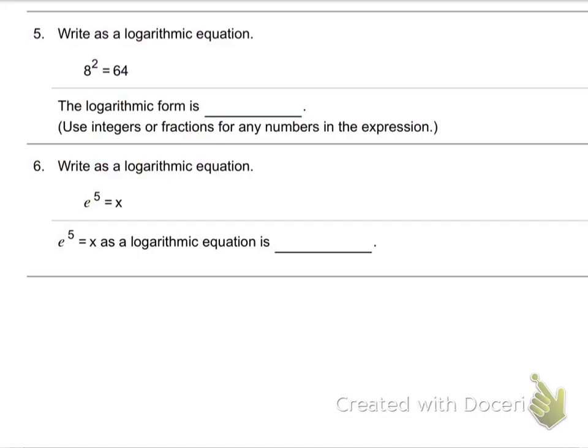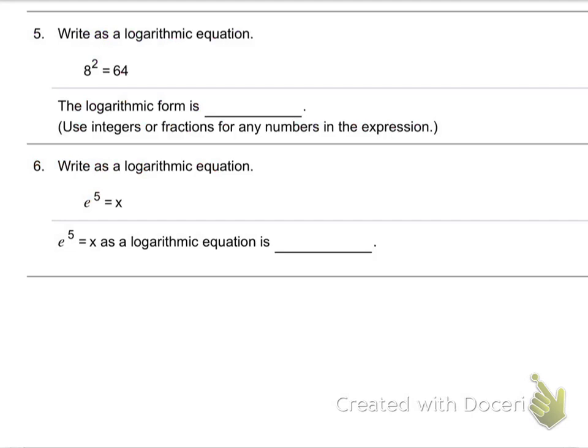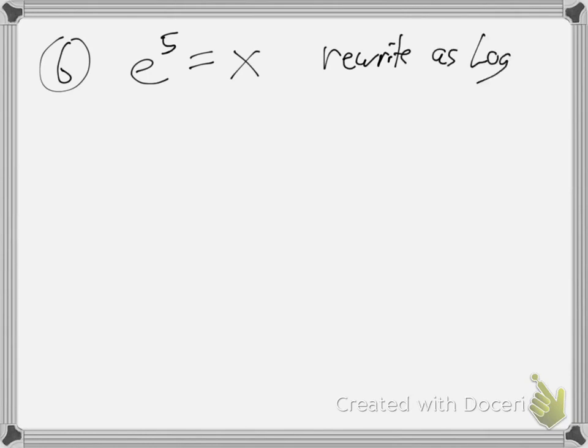Let's try number 5. What's 5? e to the 5 equals x. Or that was number 6, right? Yeah, e to the 5 equals x. Number 6. e to the 5 is x. Okay. Can you do log? They want you to write it as a log. Rewrite as a log. Who's the base? e. Yeah. So you're going to log base e, both sides.